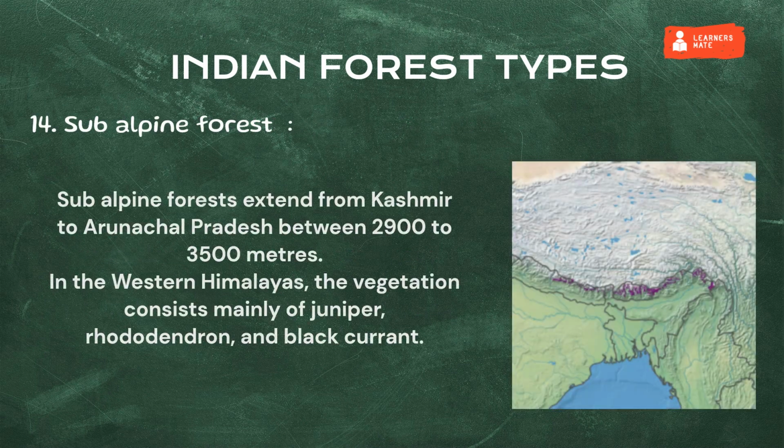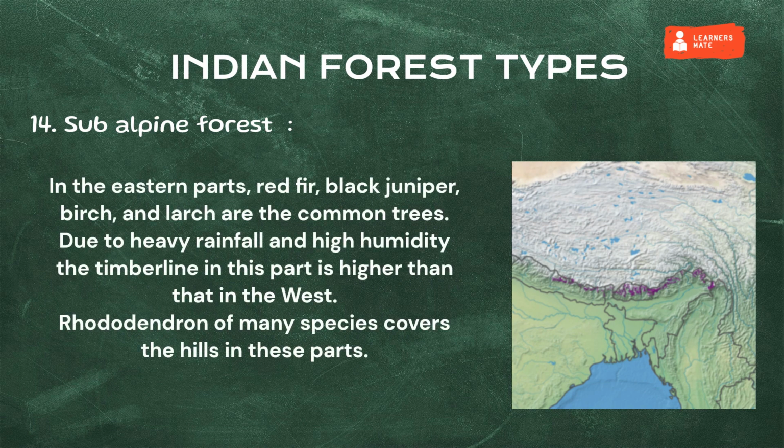Subalpine forest. Subalpine forests extend from Kashmir to Arunachal Pradesh between 2,900 and 3,500 meters. In the West Himalaya, the vegetation consists mainly of juniper, rhododendron and blackcurrant. In the eastern part, red fir, black juniper, beech and larch are common trees. Due to heavy rainfall and high humidity, the timberline of this part is higher than the west. Rhododendrons of many species cover the hills in the eastern part.